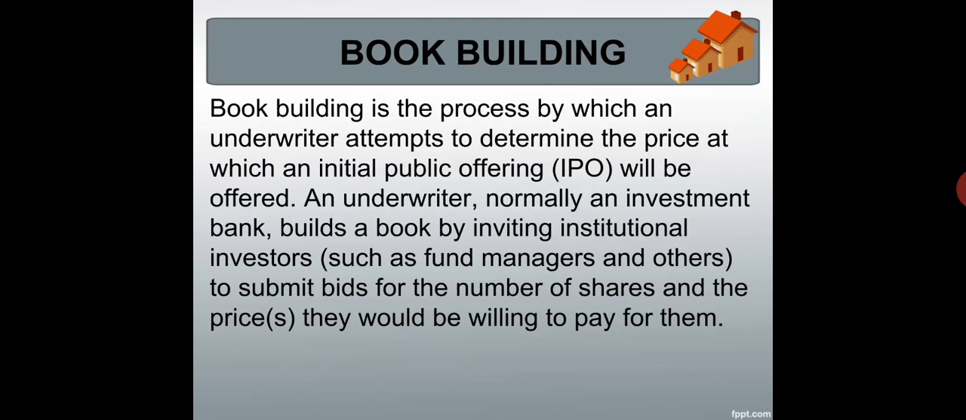When any organization does a public offering, issuing its shares in the market for the first time, that is known as initial public offering. Now in the book building process, the underwriter is the person who takes the responsibility to purchase the unsold securities in the market. Now here the underwriter is going to determine the price of IPO.